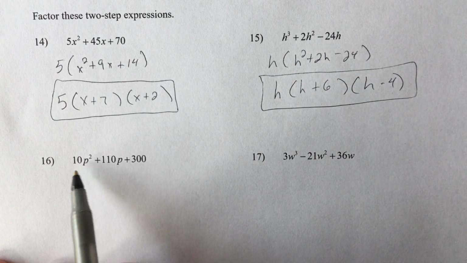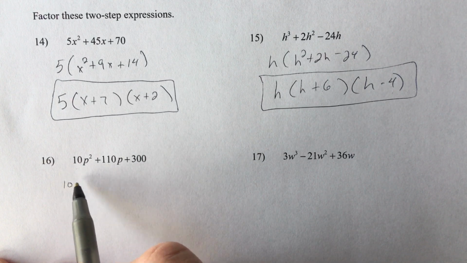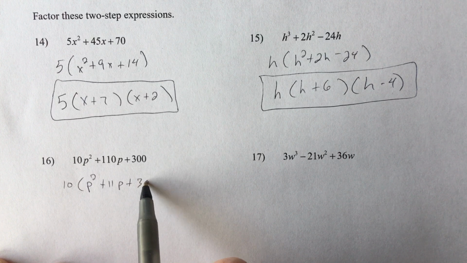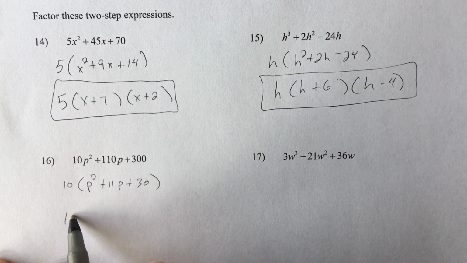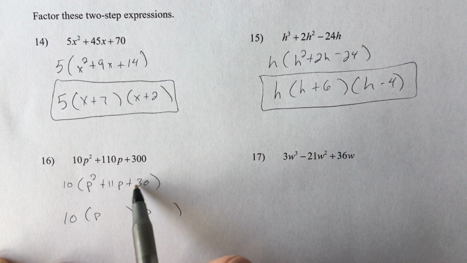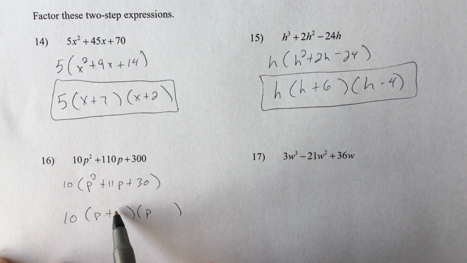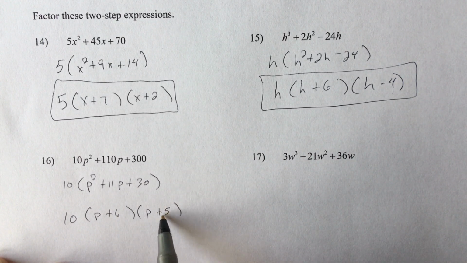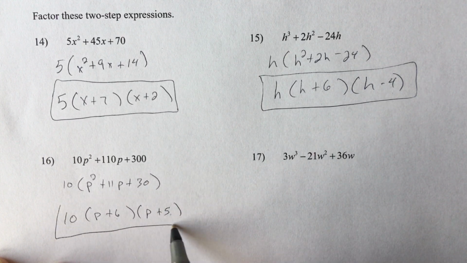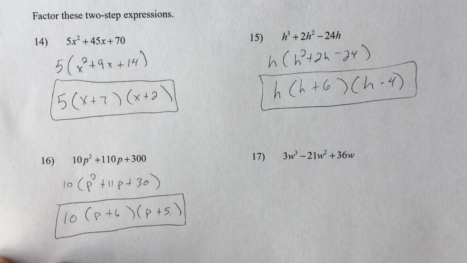For 16, we can pull a 10 out of all of those. That'll give us p squared plus 11p plus 30. All right, so now we're trying to think of two numbers that would multiply to equal 30 and add to equal 11. And that one shouldn't take you too long. 6 times 5 is 30. 6 plus 5 is 11. And there's our answer.